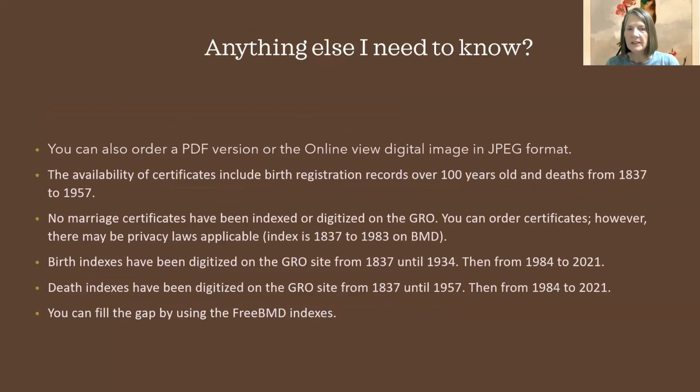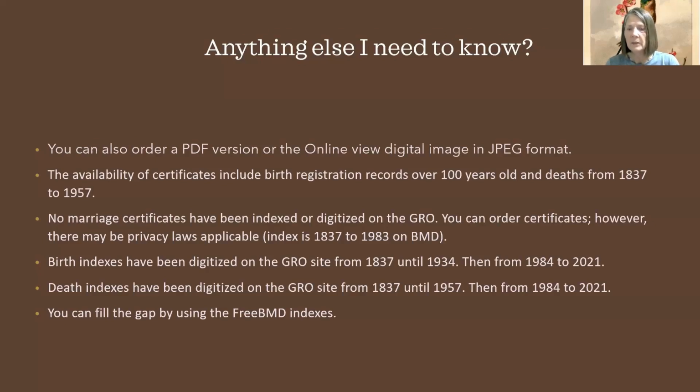The availability of certificates on the birth registration is 100 years old. Okay, so they'll send you certificates if they're over 100 years old, and the deaths from 1887 to 1957. So for both of those, if the person who died is over 100 years old, or who was born over 100 years ago, then they'll send you the certificate. That's the privacy law in England.